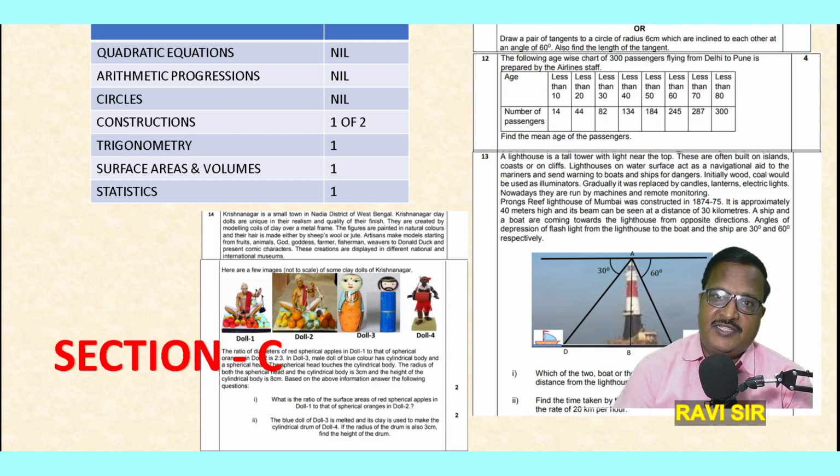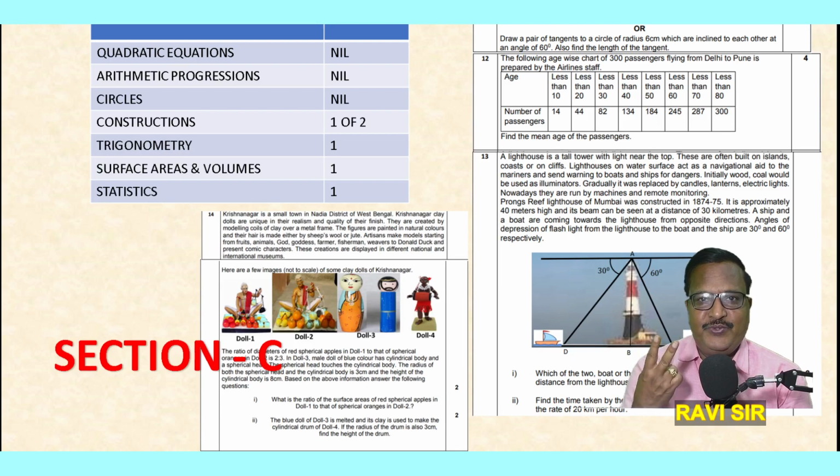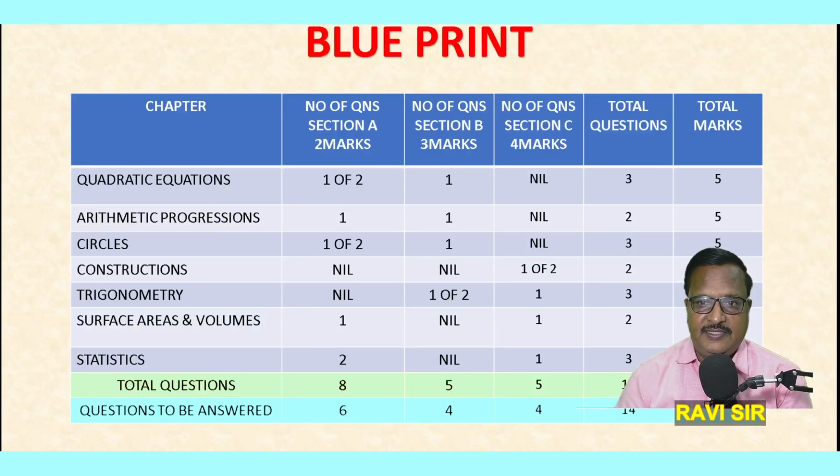Construction, 2 constructions are given, you have to answer only 1, because there are only 2 constructions in the construction chapter. 2 are given here. So you have to answer only 1. Trigonometry application, there is only 1 question. Surface areas, 1 question. Statistics, 1 question. So this is how section C goes as per the model question paper given by CBSE. On the whole, it goes like this.